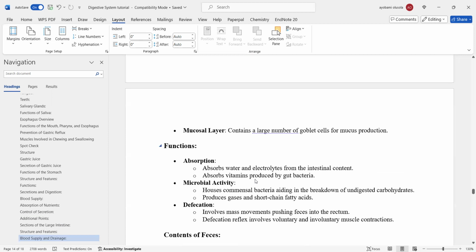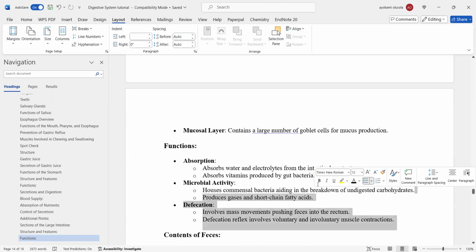So functions of the large intestine. The large intestine is also for absorption. It absorbs water and electrolytes from the intestinal content. It absorbs vitamins produced by gut bacteria.